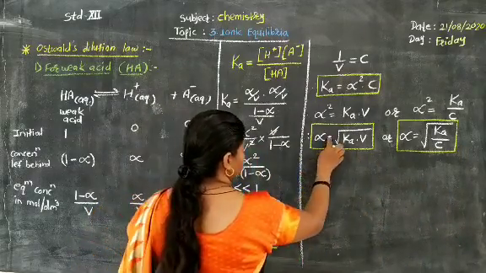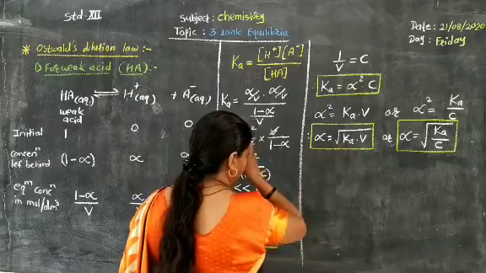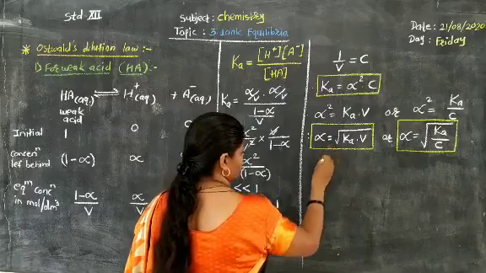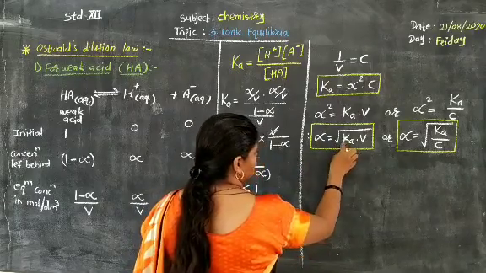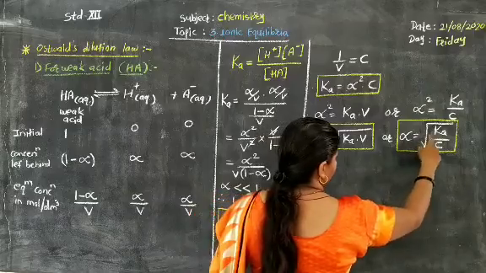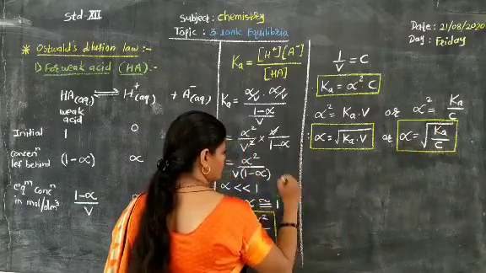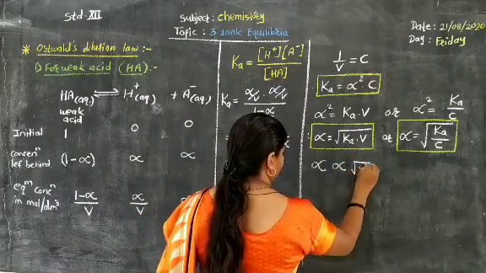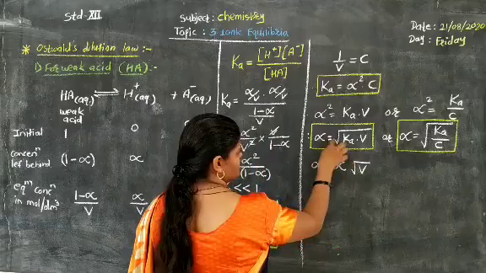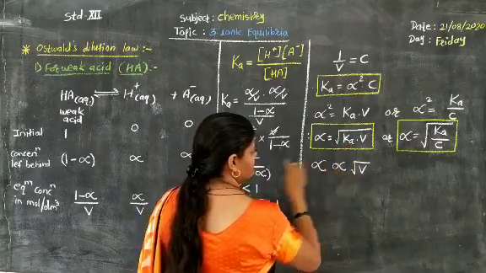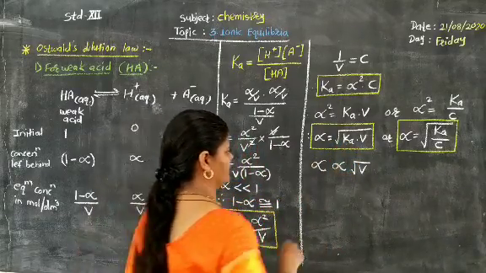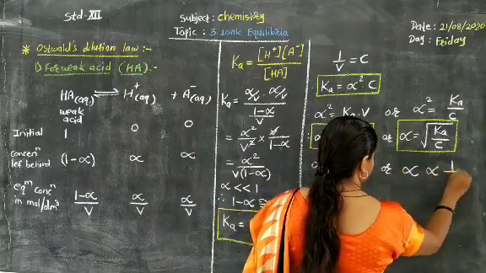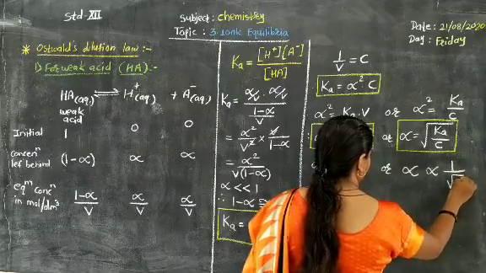If we have to remove this proportionality sign, Ka is constant, so square root of constant is another constant. Therefore we can write alpha is equal to Ka under root V, and alpha is equal to Ka upon under root C. This means that alpha is directly proportional to square root of V. By removing the equality sign and constant of proportionality, we can directly write a proportionality sign, or in other words, alpha is inversely proportional to square root of concentration.